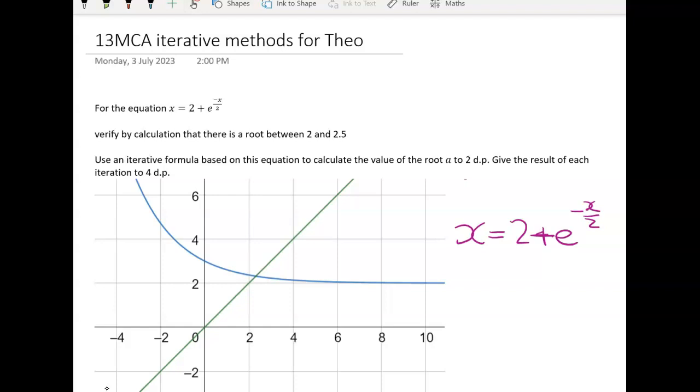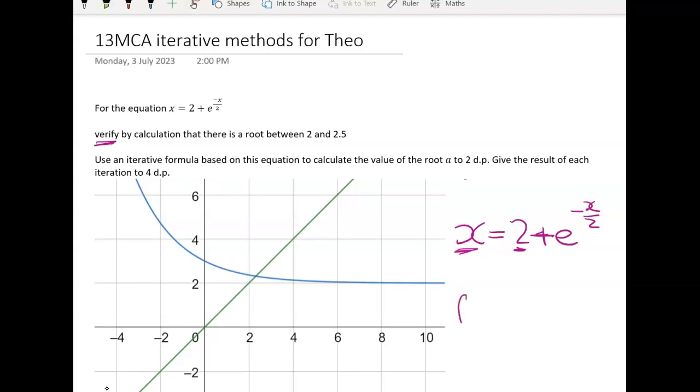If you look at that and think about it, we can't solve that using our standard algebraic methods. You can try rearranging and then taking logs, but you're still going to have x on both sides of the equation. So when this happens, we're going to use a method where we iterate around and get to an approximate solution. The first thing we're going to do is show or verify by calculation that there's a root between 2 and 2.5.